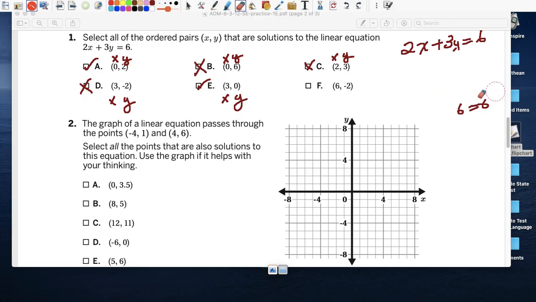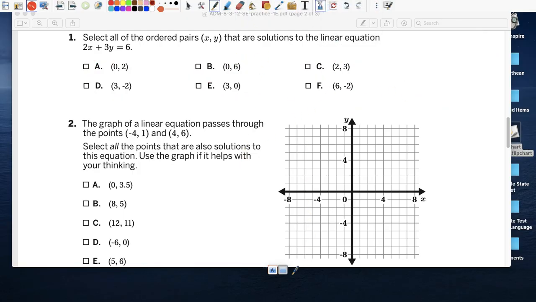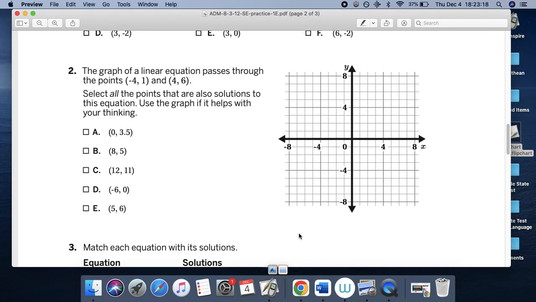And the last one, 6 is your x value, negative 2 is your y value. So 2 times 6 plus 3 times negative 2. 2 times 6 is 12. 3 times negative 2 is negative 6, I'm sorry. And if you subtract those two, look at that. So this one actually works out. It's much easier on the graph because you don't have to do all that.